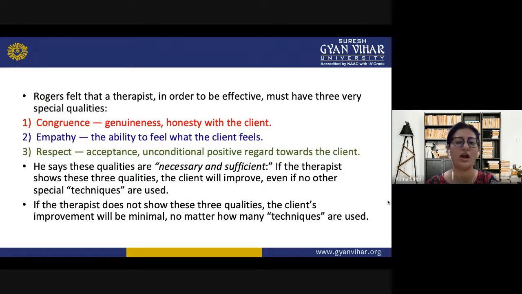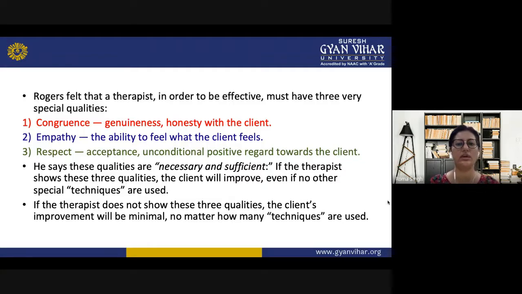And no matter how many techniques are used, a therapist will not be able to solve the problems of the client. So this is how the humans feel, what are the emotions of the humans, the feelings, their needs. This should be dealt with. So this was the whole humanistic theory of personality, which we discussed today, and the contributions given by Abraham Maslow and Carl Rogers.